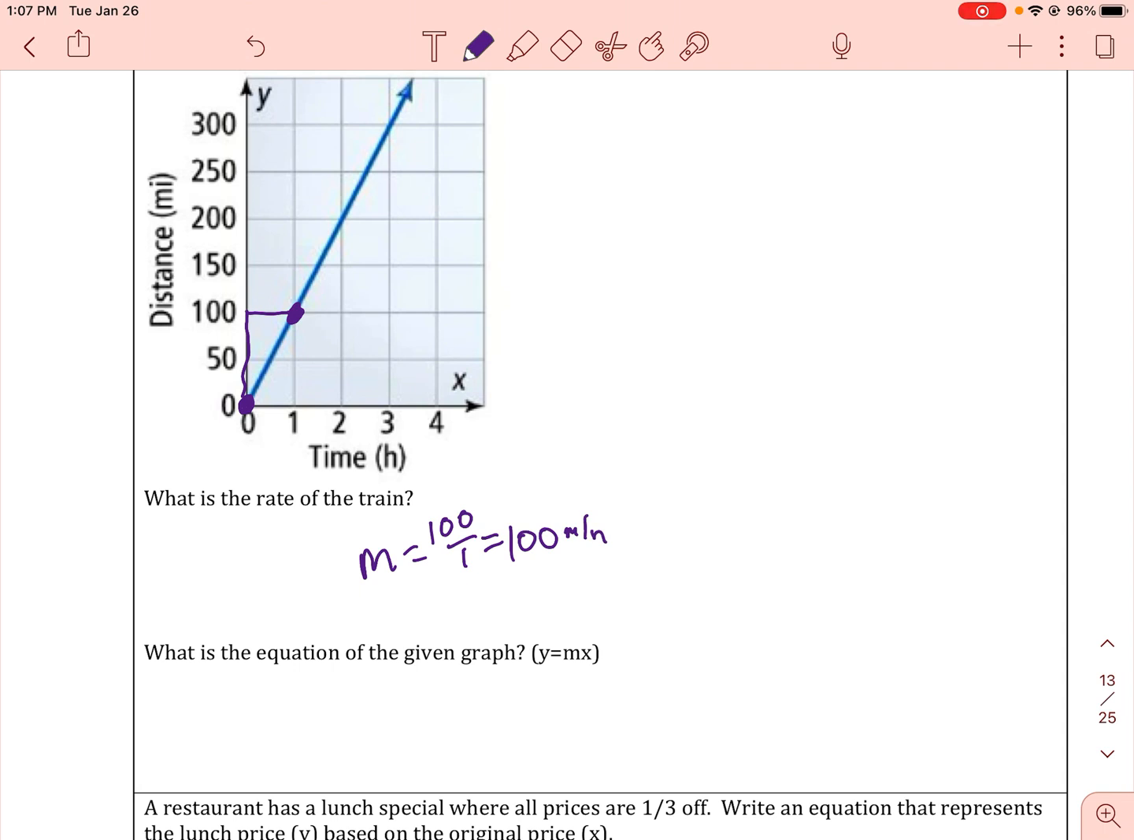Write the equation of the given graph, y equals mx plus b, or y equals m times x, not plus b, just m times x. The only number we're asked to find when a graph goes through the origin is the rate, the m, the slope. So y equals 100 times x.